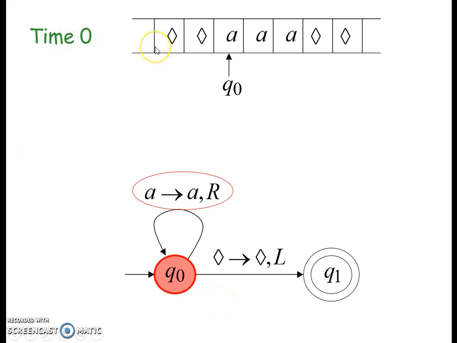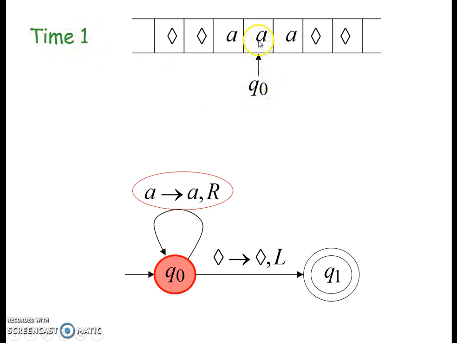At time 0, let us take an input string of three A's: A, A and A. As we have already discussed, the tape head always points towards the leftmost input symbol. So here is the tape head, here is the initial state Q0, and Q1 is the final state. On Q0, the transition function is A is being updated to A with a shift of right. That means there is no change in the input symbol. A is being updated by itself only, and the tape head moves to the right. So now our tape head is here, and it comes to the right.